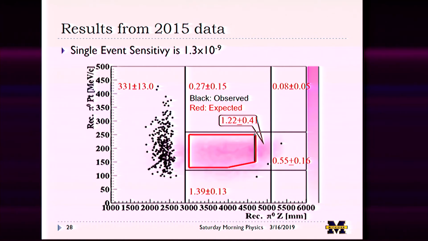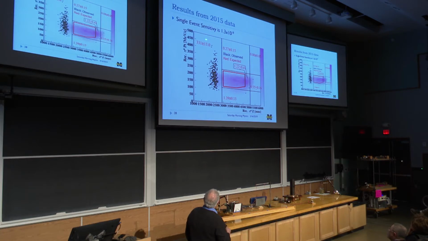Again, we have this plot. This is position. This is the momentum. These are how many background events we expect in each of these regions. And there's a few less down here, even though we have roughly a factor of 400 more data.